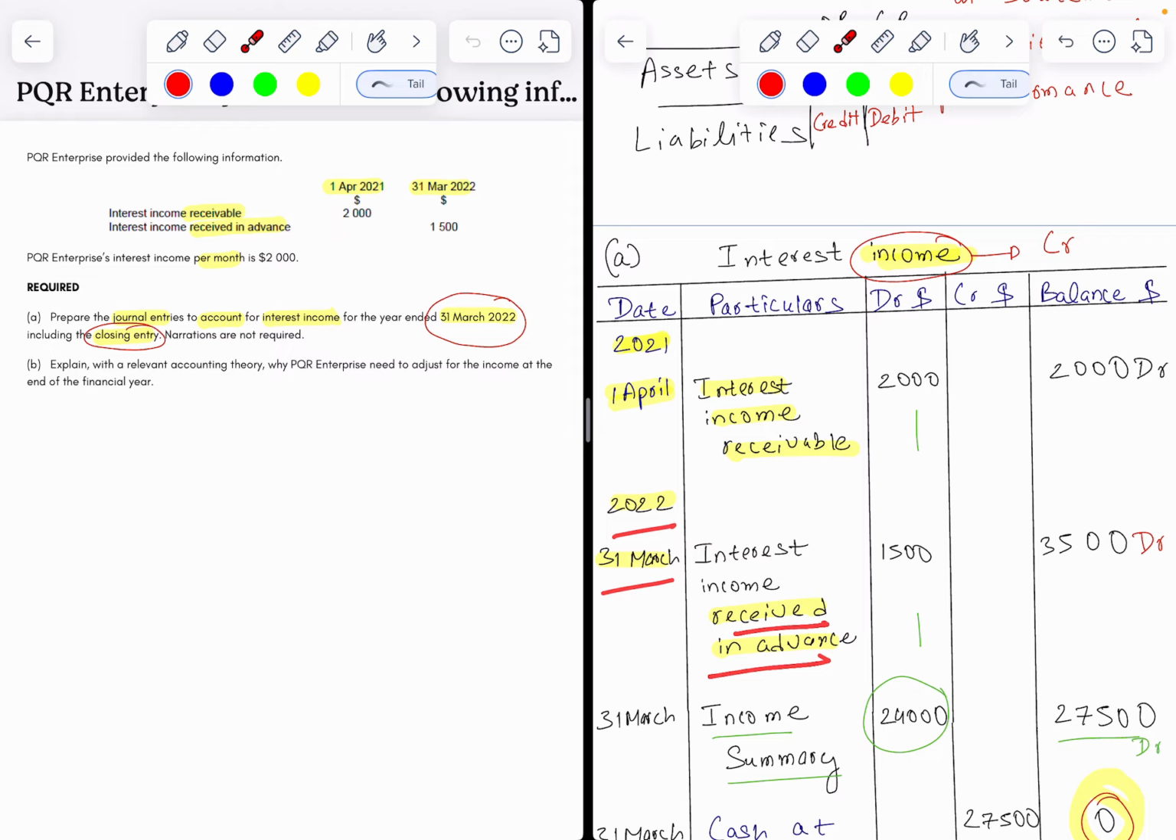But at the moment, this is not earned income, just that our customer or the investment that we have made just paid us in advance, okay? So since this is a liability, let's look into this table first.